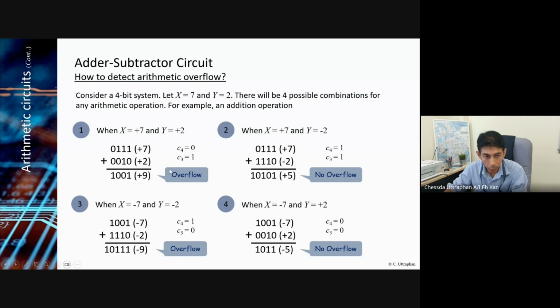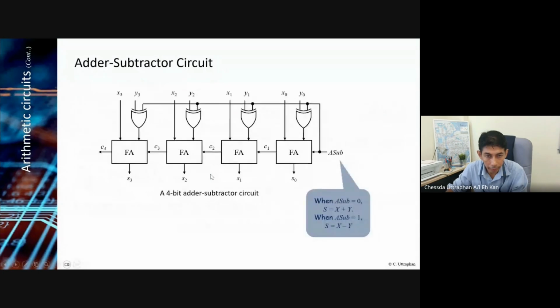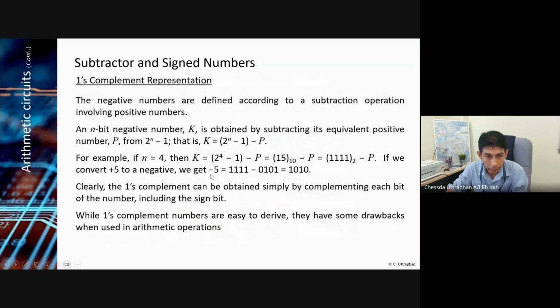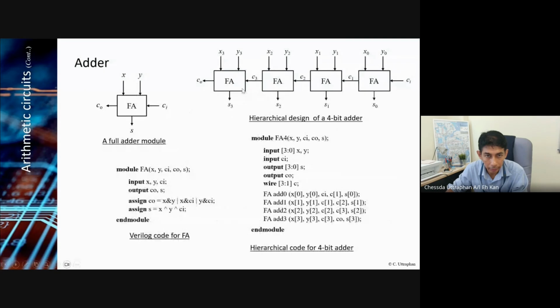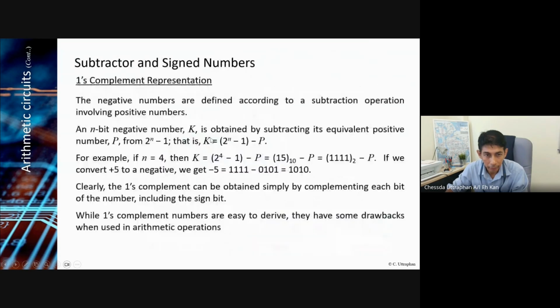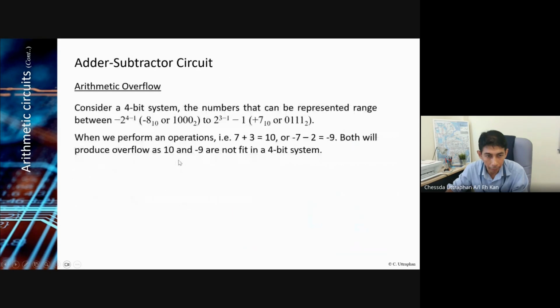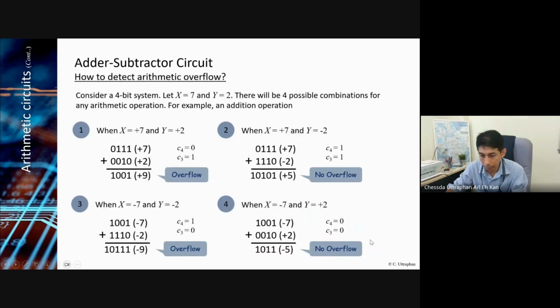Let's observe two signals, which are C4 and C3. Where are C4 and C3? They are in your adder, let's go back to your adder. This is C3, this is C4, the carry out, or CO. So let's observe these two signals when we look at this 7 plus 2.